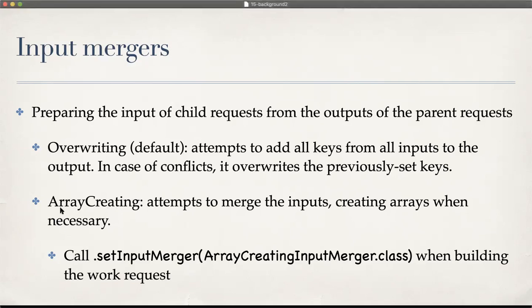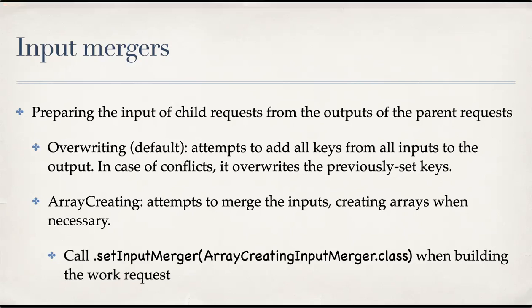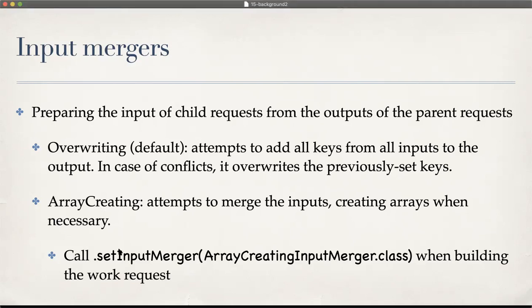The second option is array creating, which attempts to merge by creating arrays when necessary. So it won't be just one input. There won't be override. You will get all the options, and then the next task should know how to handle that. This one is not default, so you should call set input merger with array creating input merger class as the parameter when building this type of work requests. Okay, and now a quick graphical example to explain what is happening here.